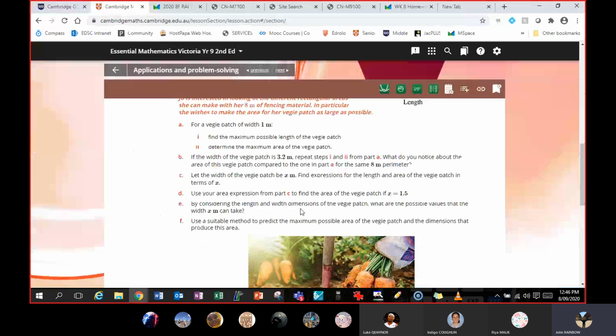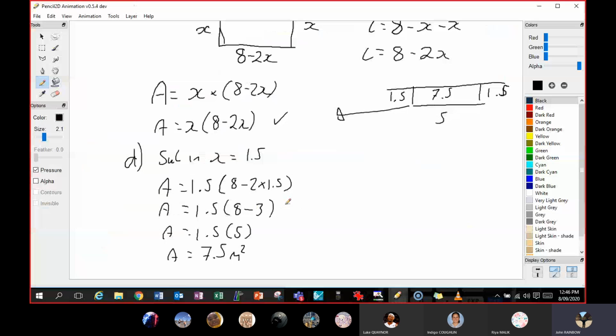By considering the length and width dimensions of the veg patch, what are the possible values that the width x can take? So if we think about it, what values can x be? Well, generally, it can't be any longer this way than what? If you went down, how far? You made that really small and then came back. What would that be if that was the shape of your veggie patch? Well, that would be 4 meters. And technically it needs to be less than 4 meters, because if it was 4 meters, it would just go straight up and back down on itself. So we know the maximum is 4 meters.